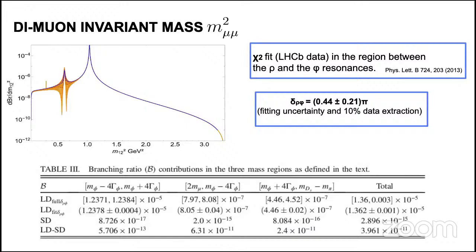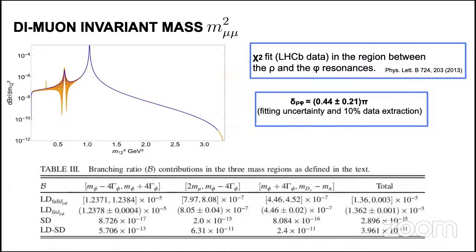As I said, we first fit with the LHCb data because the phase is a free parameter. So we did a chi-square fit and found that delta rho phi has a value of approximately 0.44 with an error of 0.21, given by the fitting uncertainty, and a 10% we have to consider for the data extraction.